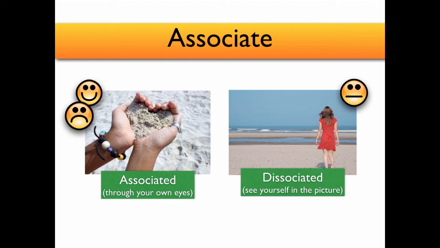You're just seeing your own hands. You're typically not seeing your own face. Whereas a dissociated state or a dissociated point of view is where you actually see yourself in the picture. And so if you were to look at yourself in a mirror, or as a different example, if you were to look at a photograph of yourself, then that is a dissociated state. So you're seeing yourself in the picture. And so you're more removed from the emotional content that you could be feeling in that moment.